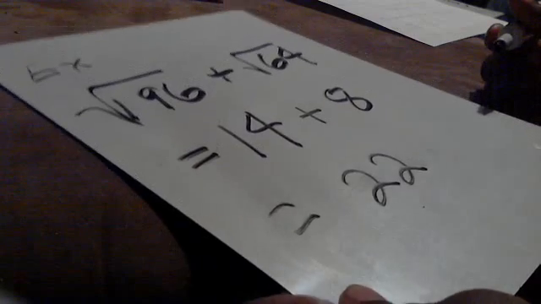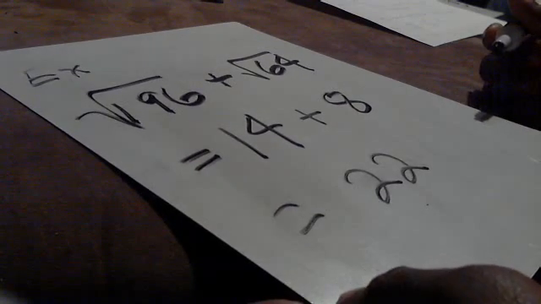So that's a little bit about square roots. Again, it's in our Toby book on page 481.